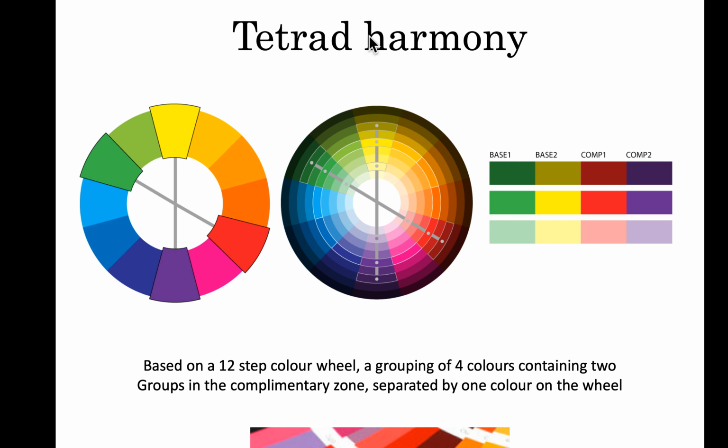Now we have a tetrad harmony. Tetrad is a great color harmony if you're looking for more colors, and really it's 4 colors which are made up by choosing 2 complementaries, so 2 colors opposite each other on the 12-point color wheel, separated by 1 space. Again, we're working with a 12-point color wheel, so your space is divided only by 1 color here.